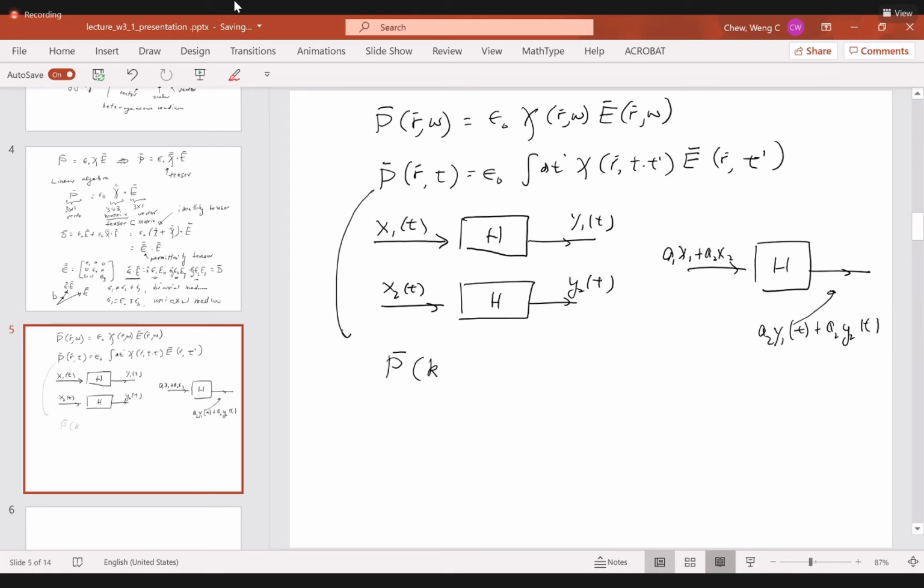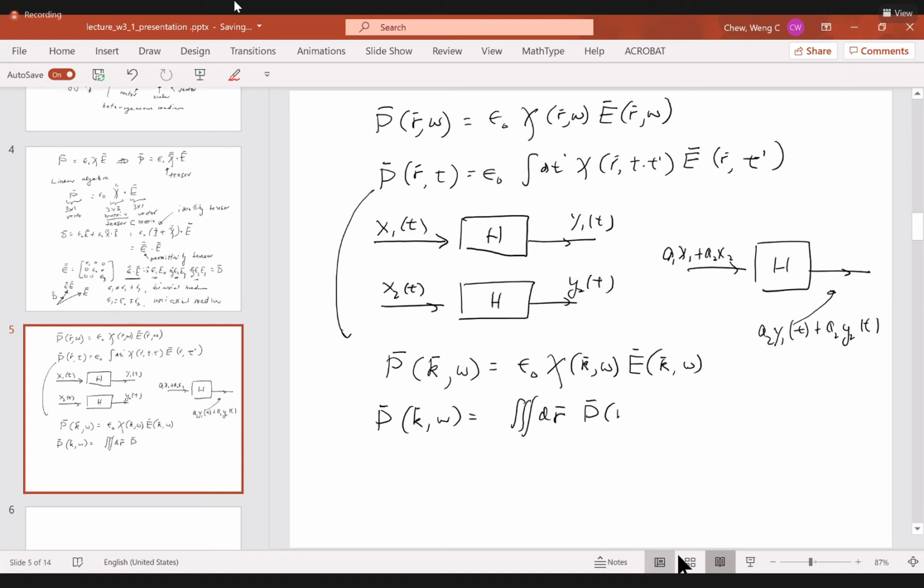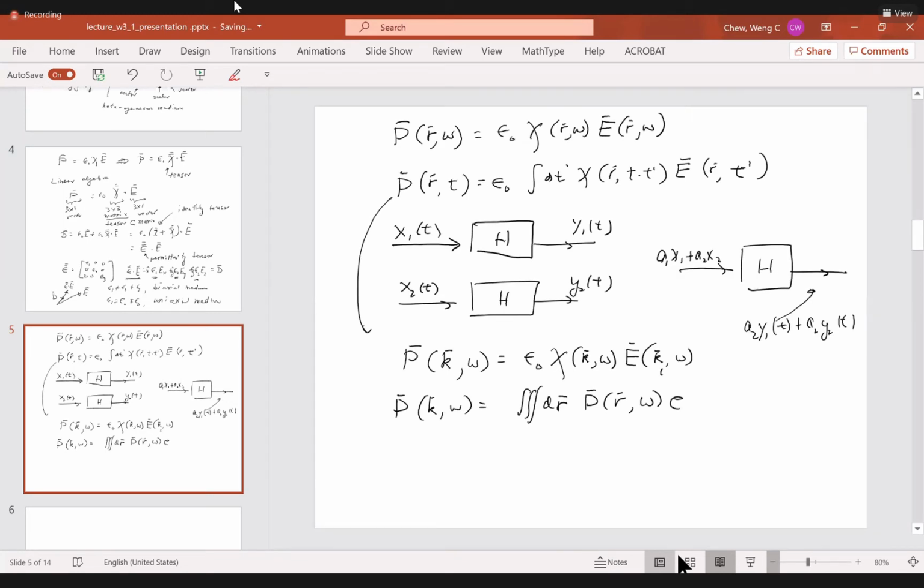let's take the Fourier transform in space. Then if we can write something in this manner, where we define P of k, omega to be just a Fourier transform in space of P of r, omega.